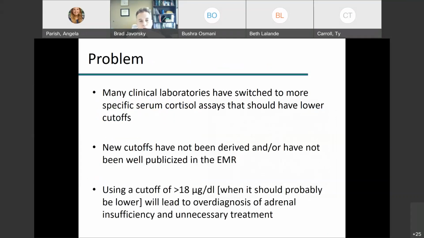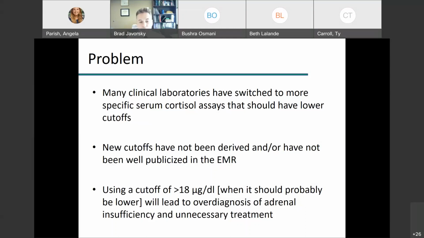So, here's the problem. Many laboratories have switched to more specific cortisol assays, and you'd think that they should have lower cutoffs because they're more specific. You don't get as much of the cross-reactivity to other glucocorticoids. Unfortunately, these new cutoffs have not been derived for many of these assays, and they've not been well publicized in the EMR.